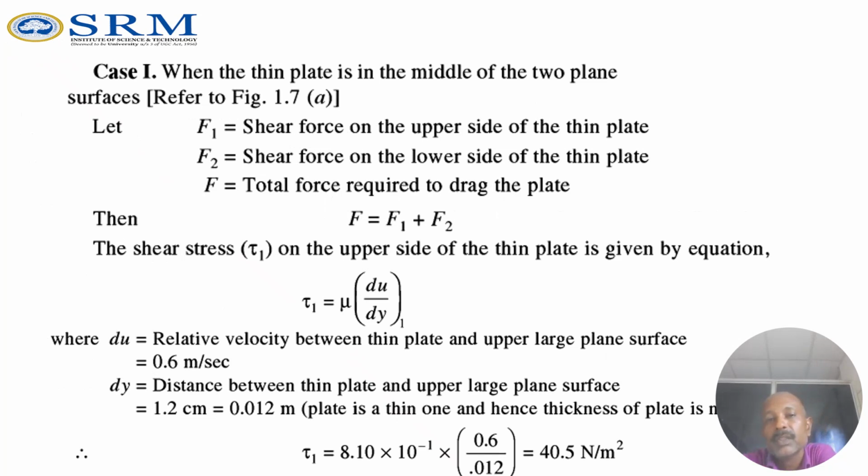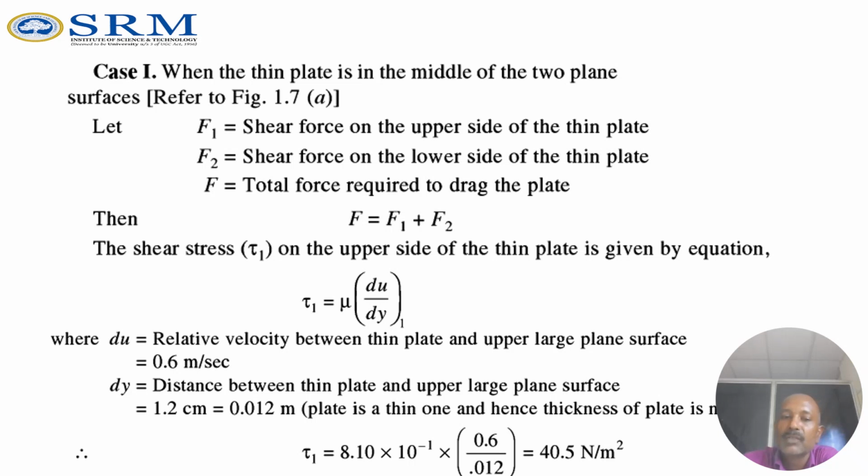F1 means tau equal to mu du by dy. So now tau 1 is also calculated. Tau 1, mu is already given, right? 8.1, the glycerin dynamic viscosity, 10 to the minus 1. So the velocity is 0.6. This is the thickness of the top. First you take the top, and this is 1.2 centimeter. So now you take this, 40.5 Newton per meter square.